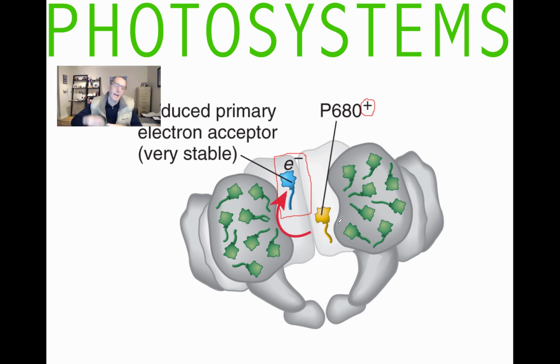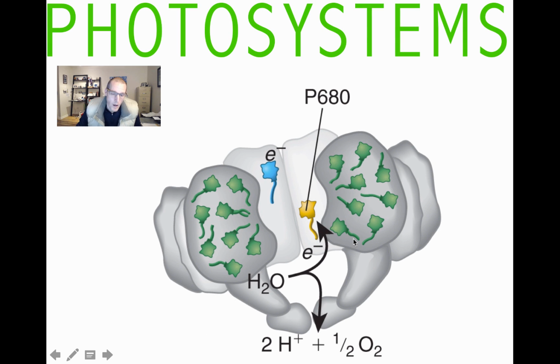Now we can't just keep taking electrons from P680. They've got to be replaced. That just wouldn't work if we just kept taking electrons from P680. So where do those electrons come from? That's where water is going to come in. When we look at an equation for photosynthesis, what we saw was carbon dioxide plus water gives us sugars and oxygen. So we're going to replace the electrons that we lost from P680 using electrons pulled from water.